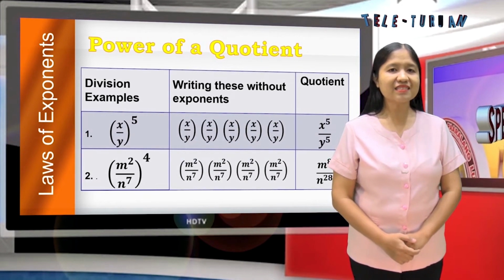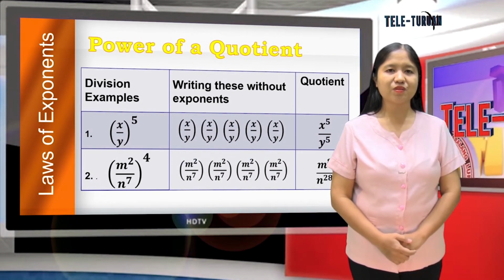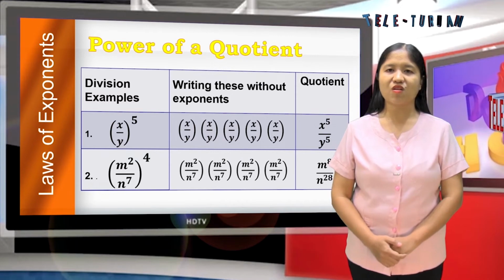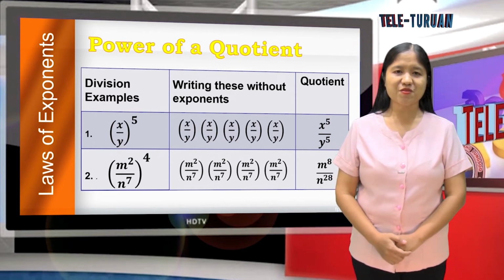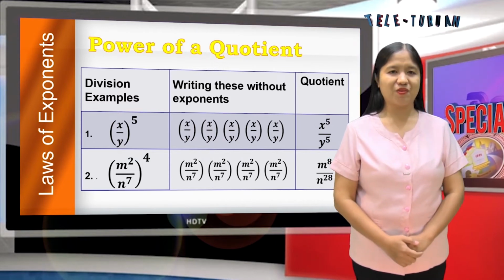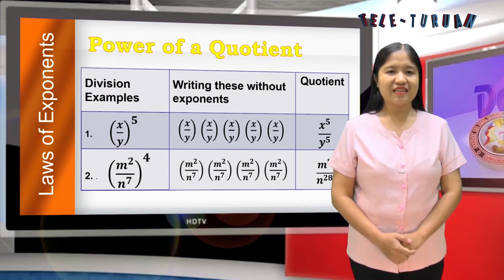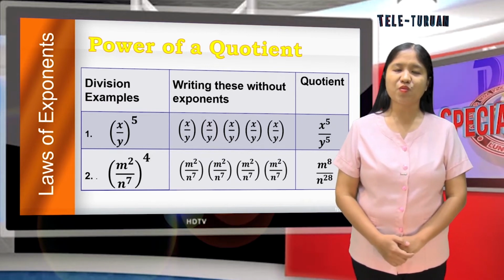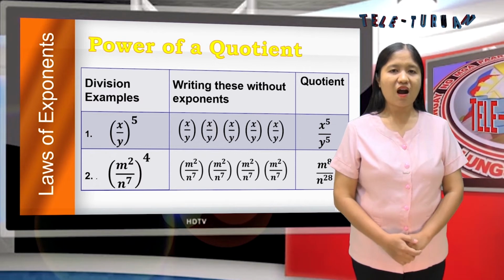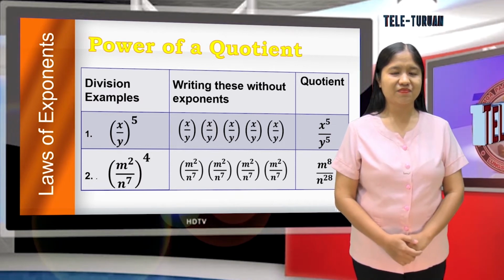Again, let us study and observe the table to derive the sixth law of exponent. Observe the given example in the table. Study the exponent in column 1 and column 3. How are they related? You're right.